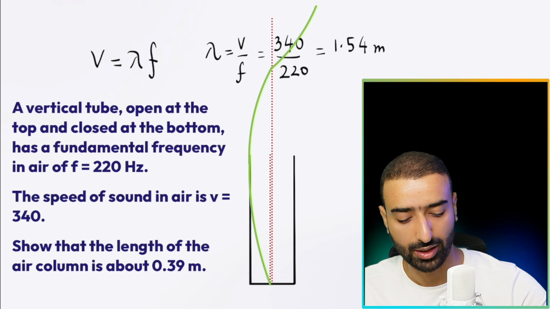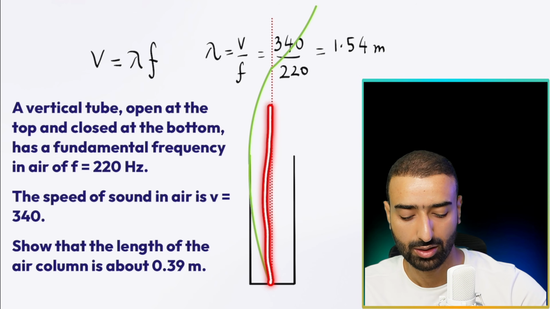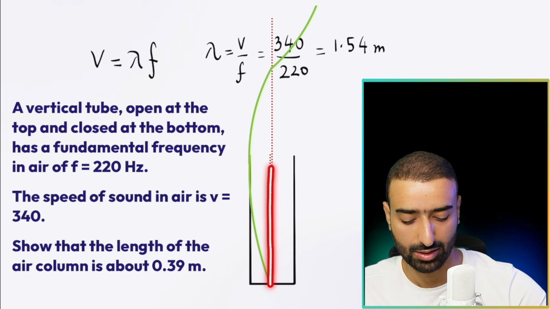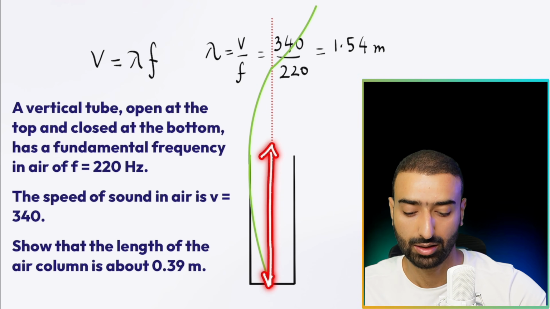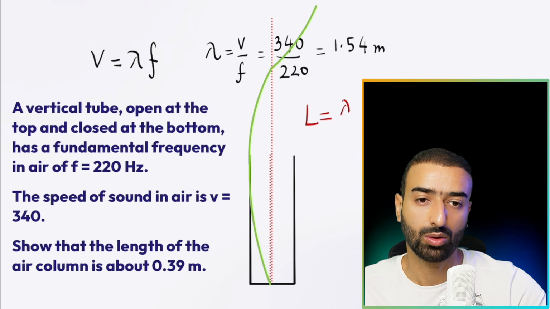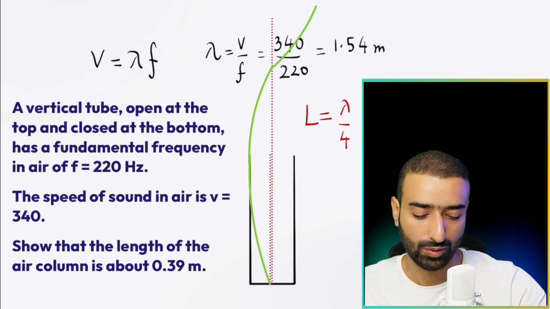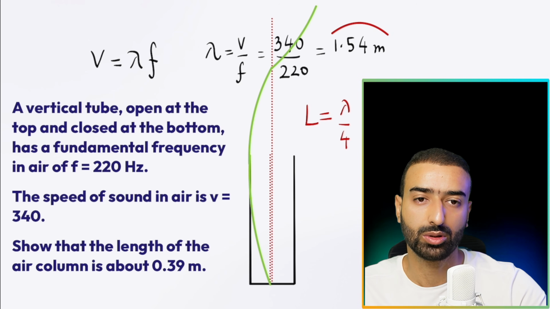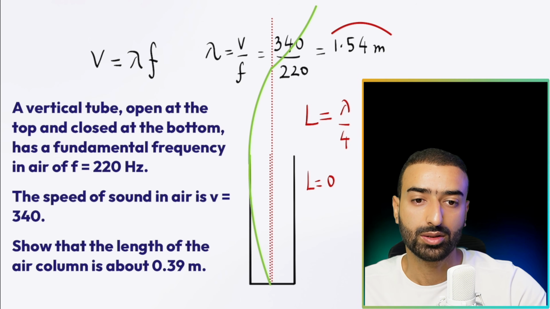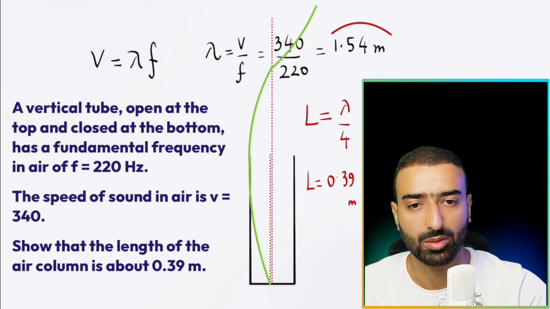This distance over here, from here to here, is half a wavelength. This means this distance is quarter of a wavelength. So quarter of a wavelength is the length we are looking for. L, the length of the tube, is quarter of a wavelength. Wavelength we already found, so we just substitute 1.54 in this equation. If we do that, we end up with a length of about 0.39 meters. And that completely solves the problem.